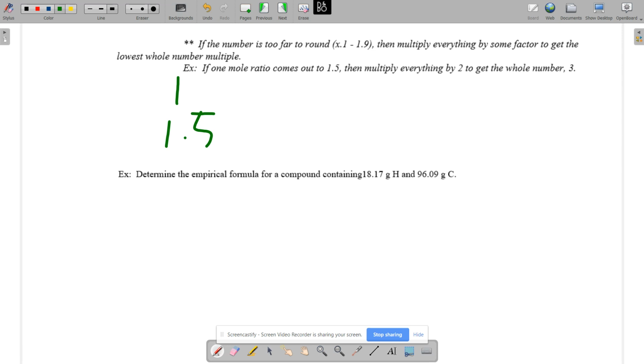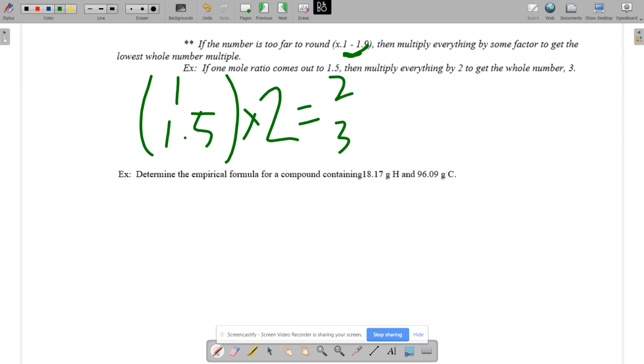So these are some cutoffs. Basically, if the decimal is 0.1, then you can round down to the nearest whole number. If the decimal is greater than 0.9, then you can round up to the nearest whole number. But if it's between 0.1 and 0.9, you probably need to find some multiple to get a whole number. So for instance, if it was 1 to 1.5, what can I multiply both those numbers by to get whole numbers? You probably think you can multiply by 2. So then I would have a 2 to 3 ratio. You see how that works? We just scale it up to get whole numbers.